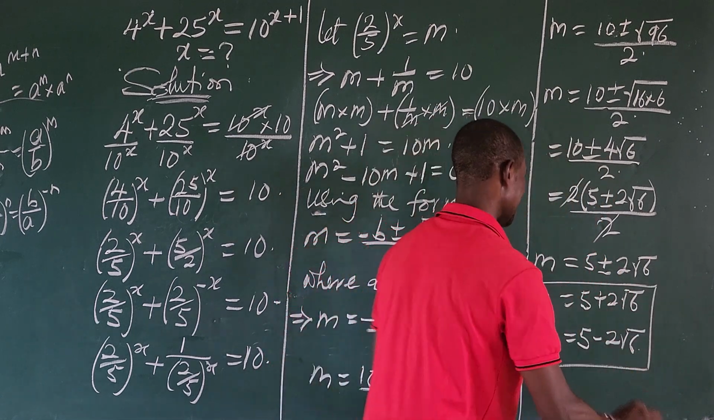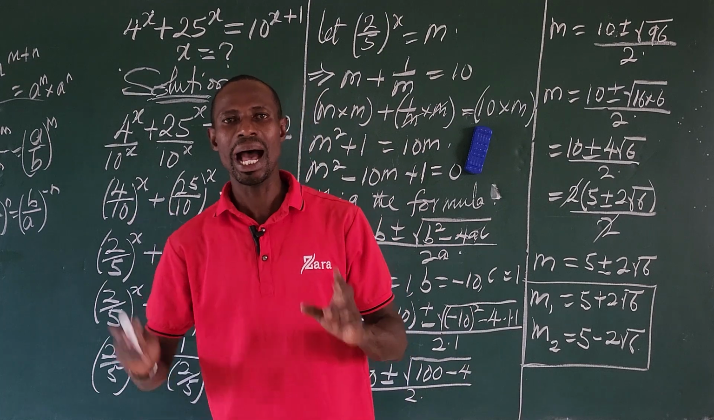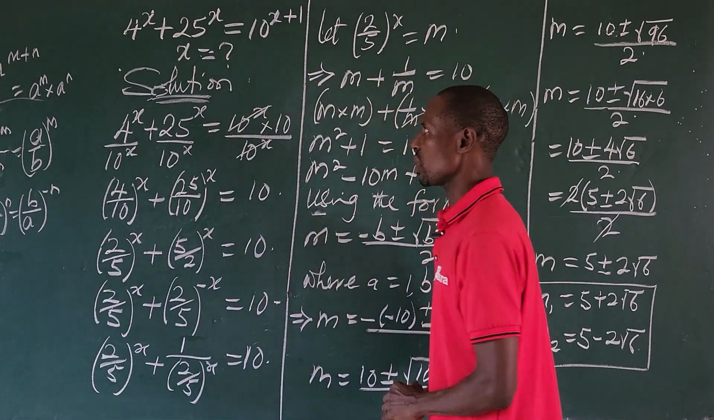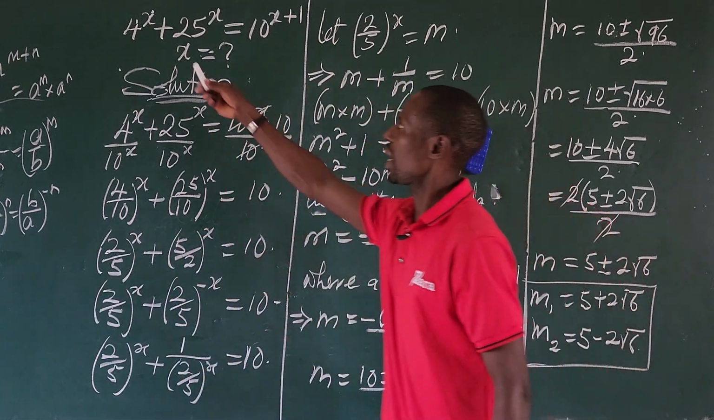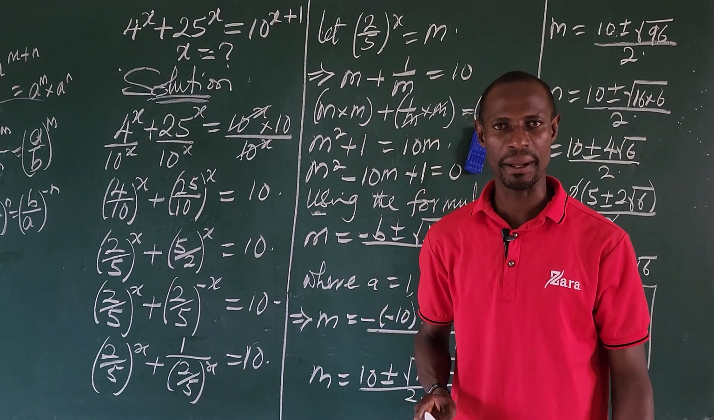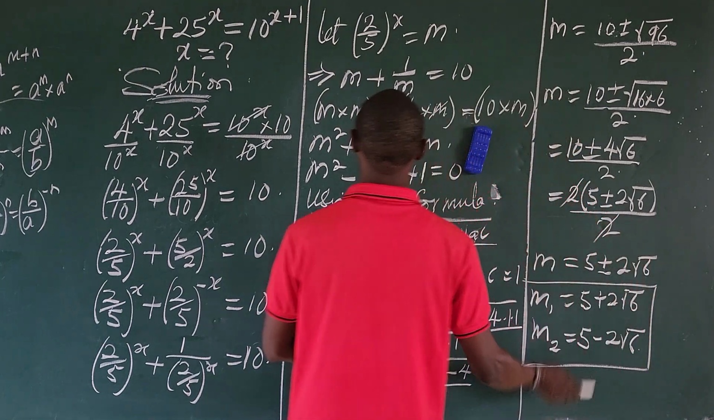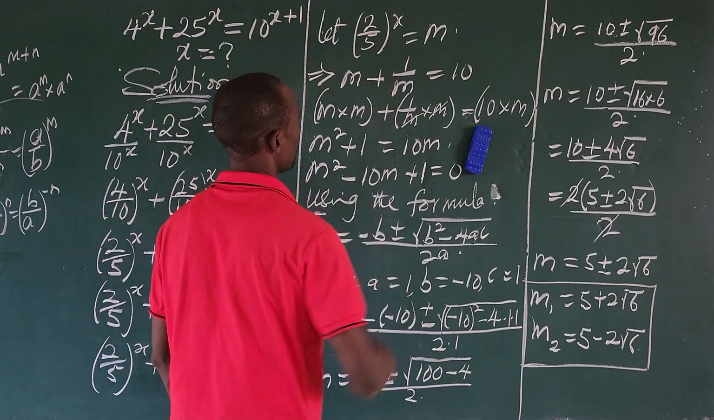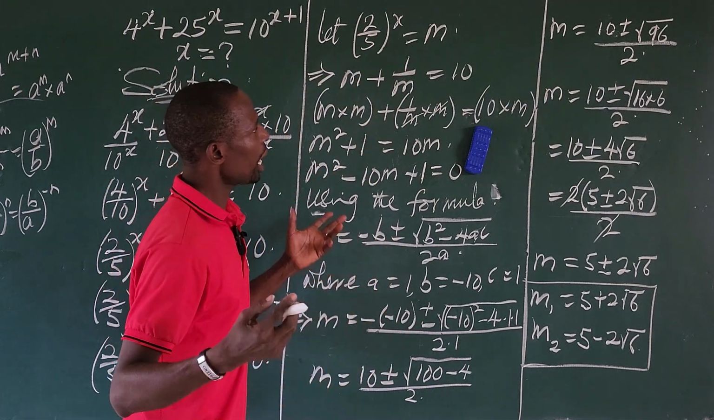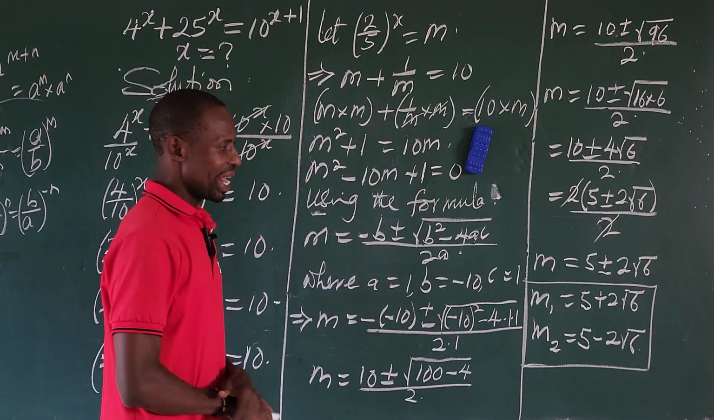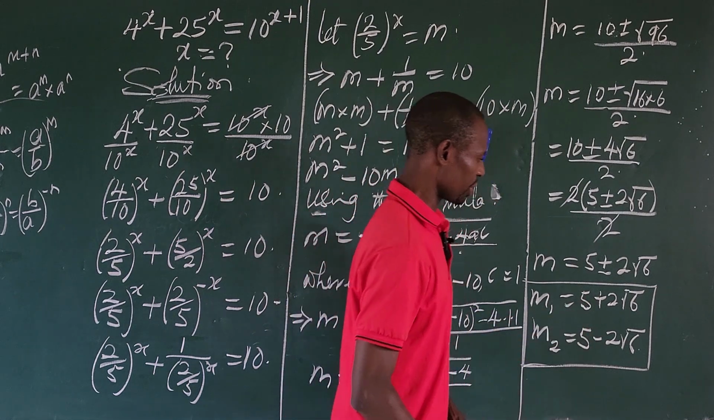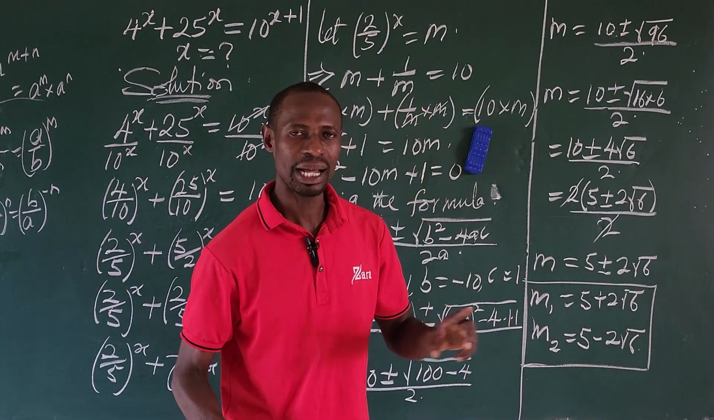These answers will enable us to solve for the actual variable in this question, because at first, look at what we have here. x is the variable we have here. So how do we get the variable? We recall where we said let 2/5 raised to the power of x be equal to our m. And so if we look at the 2-case scenario here, we know that m must be greater than 0.